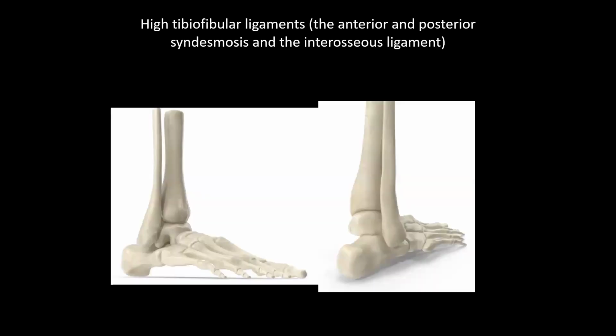Let's first see how the tibiofibular ligaments attach. As the name indicates, these ligaments connect the lower end of the tibia with the fibula. This is the posterior tibiofibular and this is the anterior tibiofibular ligament, and this is the syndesmosis, and here lies the interosseous membrane and interosseous ligament. These are the anterior and posterior tibiofibular ligaments because they connect the tibia with the fibula.